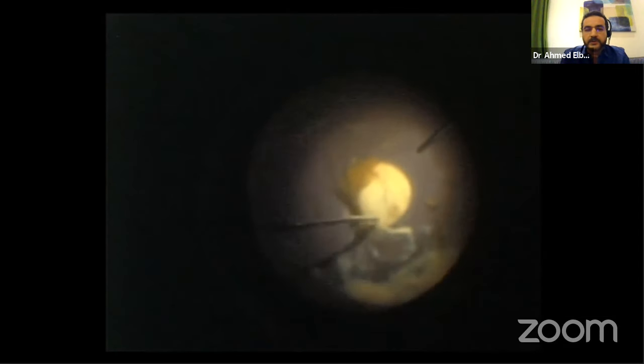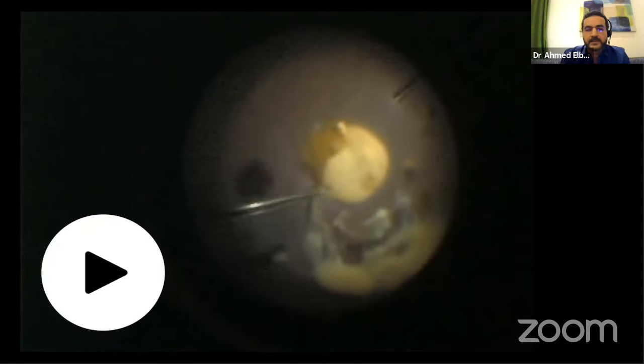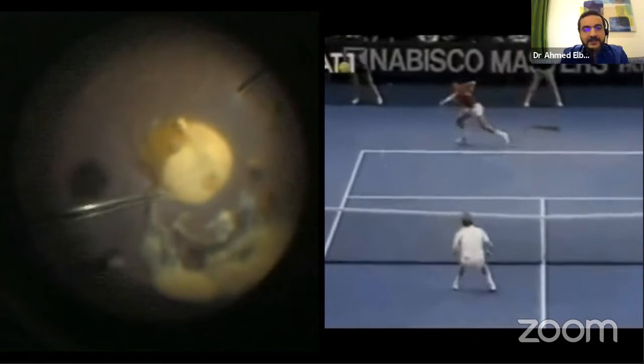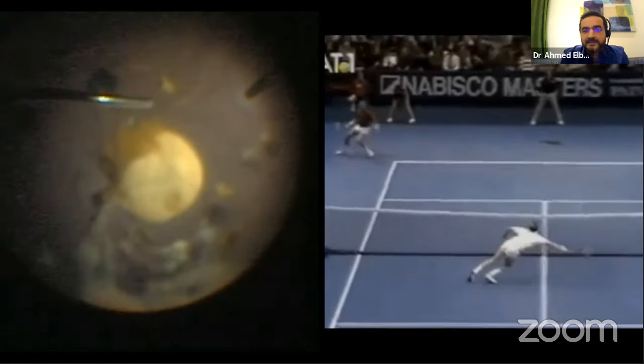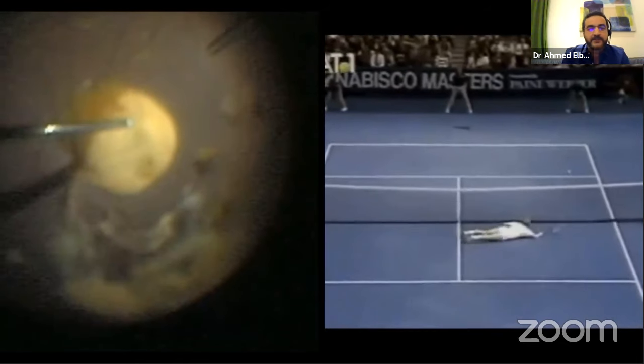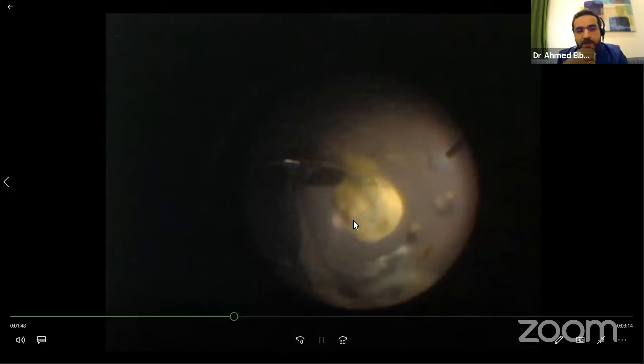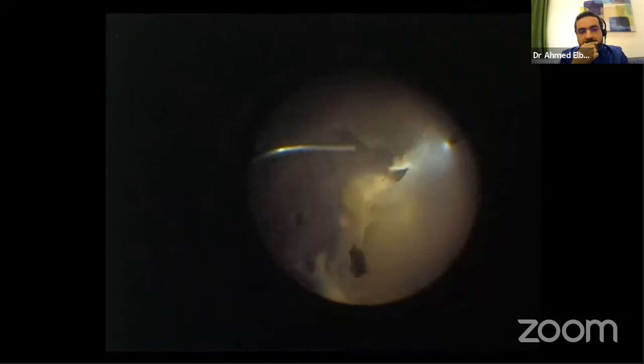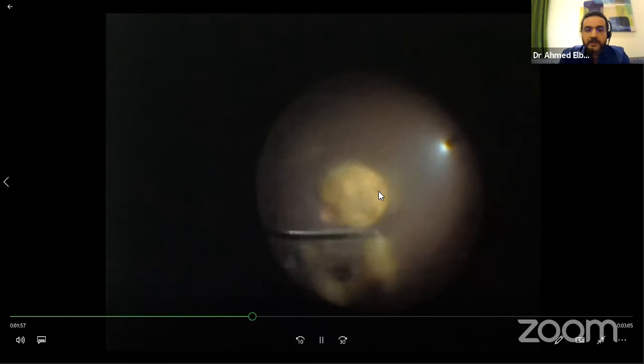Now I'm trying to separate the posterior hyaloid using a 25 gauge beveled probe. This is something funny: sometimes you can use the vitrectomy probe as a tennis racket, and you catch the clot before touching the retina. It's not real. Anyway, we removed the posterior hyaloid, and what was interesting was this yellowish ring of exudation or deposition at the macula.